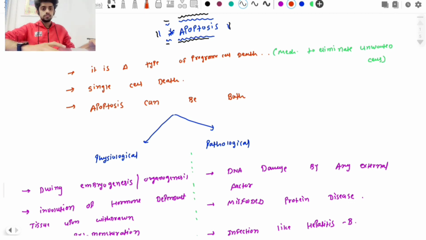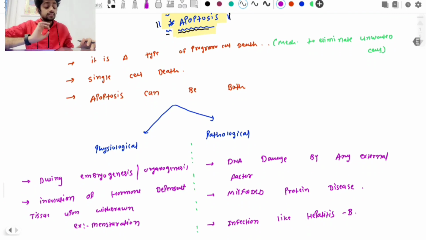In this video series on cell death, we are going to talk about apoptosis. In the previous video we talked about necrosis, and in this video we are going to talk about apoptosis. So what is the meaning of apoptosis? Remember, guys, apoptosis is a type of programmed cell death, and it is a mechanism to eliminate unwanted cells.